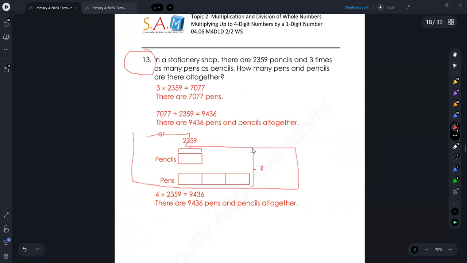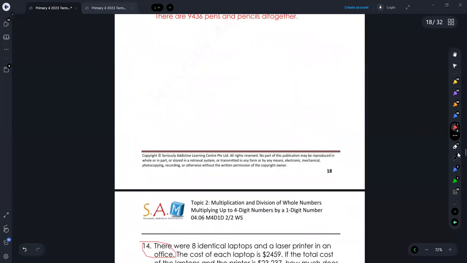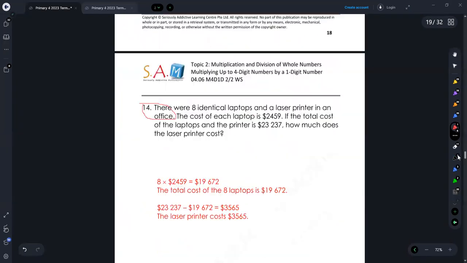So here it says 2,359 pencils and 3 times as many pens as pencils. So ask them, which one has more, pencils or pens? 3 times as many pens means more pens. And more pens are 3 times, so pens 3 units, pencils 1 unit. And after that, the multiplication question, the working.